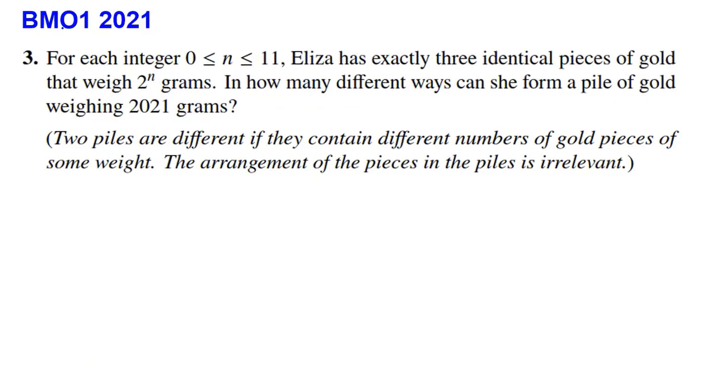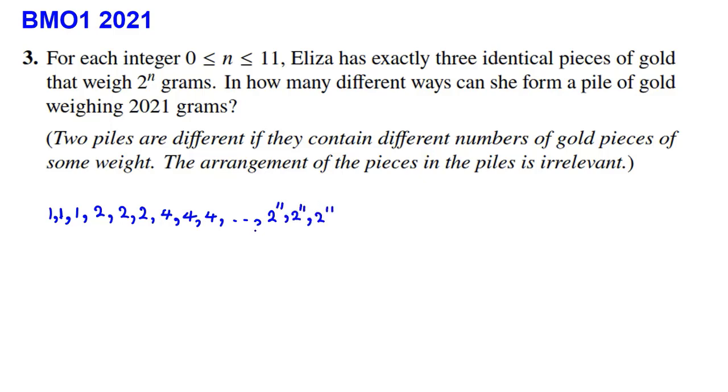It says, for British Mathematical Olympiad, for each integer n from 0 to 11, Eliza has exactly 3 identical pieces of gold that weigh 2 to the n grams. In how many different ways can she form a pile of gold weighing 2021? So here we say, okay, we have 3 from each of them. So we have 3 2 to the 0, or 3 1s, 3 2s, 3 4s, up to 3 2 to the 11.